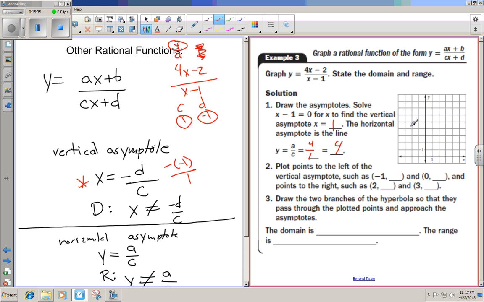So let's draw those in there right now while we have a chance. The vertical asymptote's x equals 1. So draw as straight a line as possible. The horizontal asymptote is here.